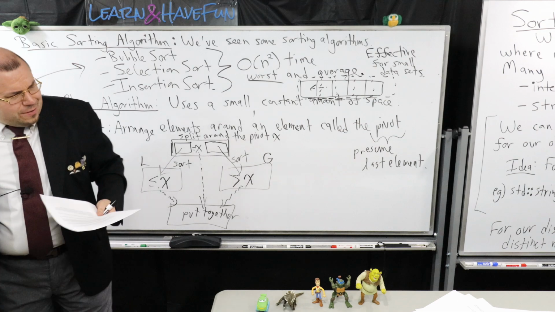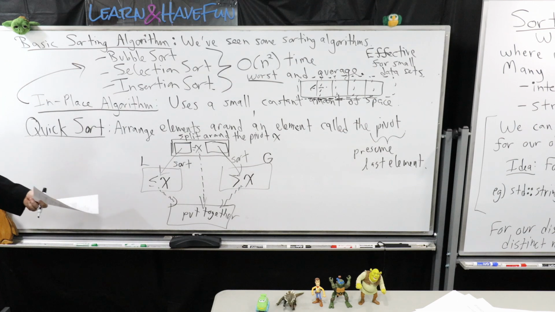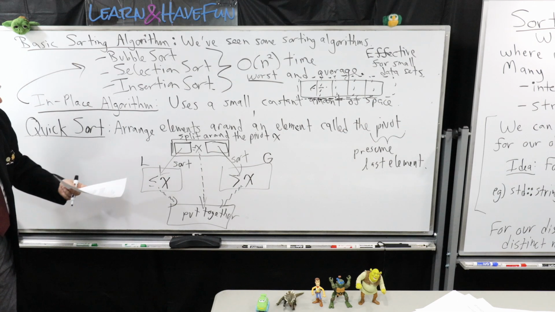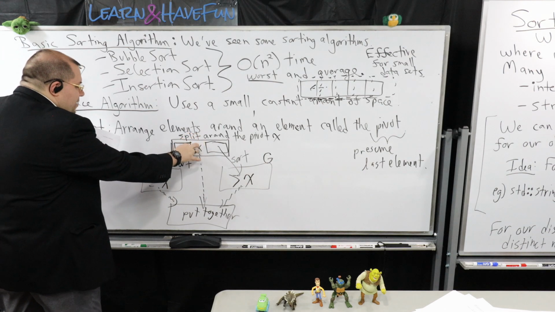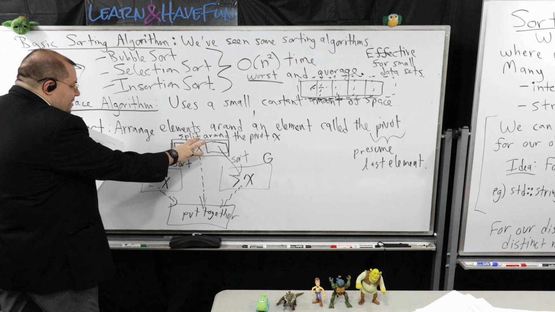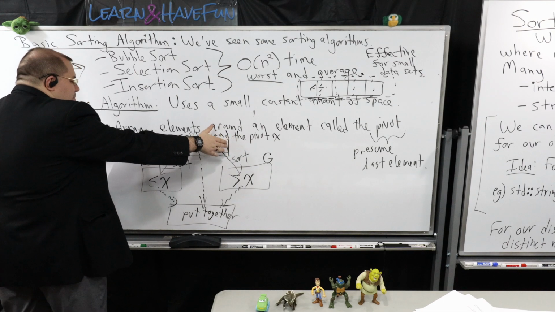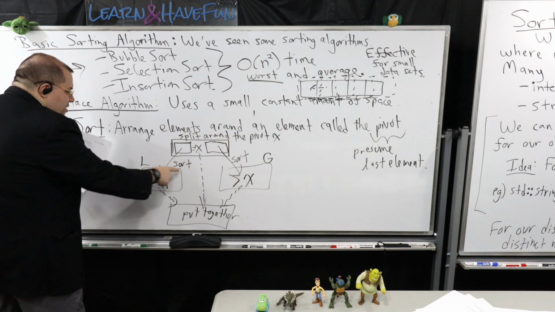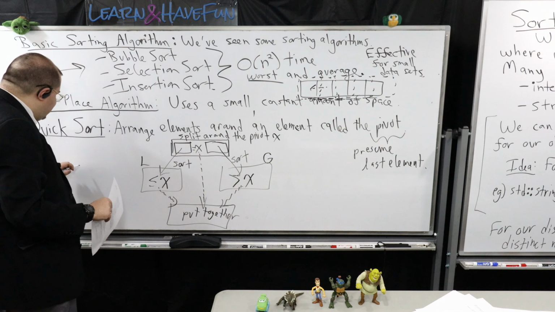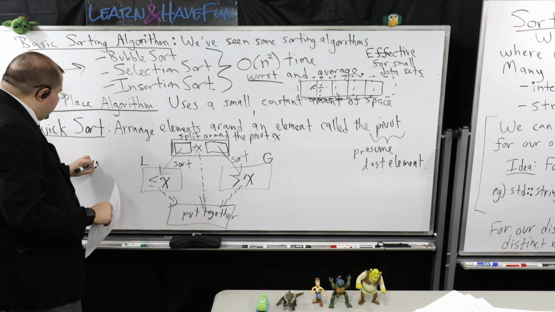So I want to put this all together. I have my picture here, and this is what I would like to have happen. I have this X here. That's the pivot, so imagine it's over here on the furthest right. I want to make it into these two groups so I can sort each one of these recursively. Each one of these is being done recursively.